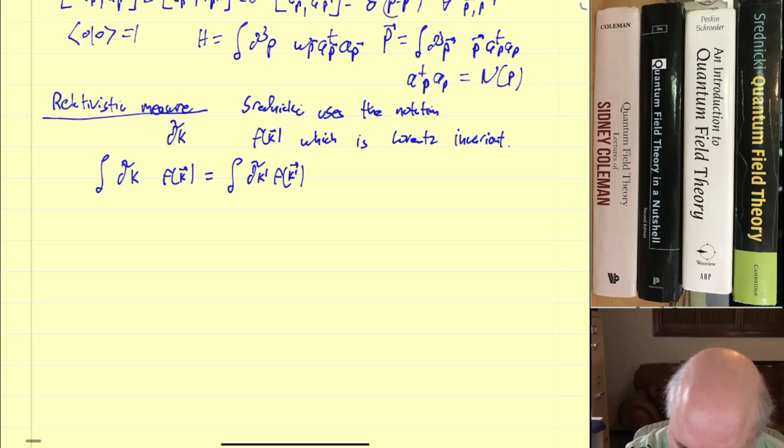So, if d tilde k is equal to d tilde k prime, and f of k, call this f prime k, equals f prime k prime, you know, we're okay.